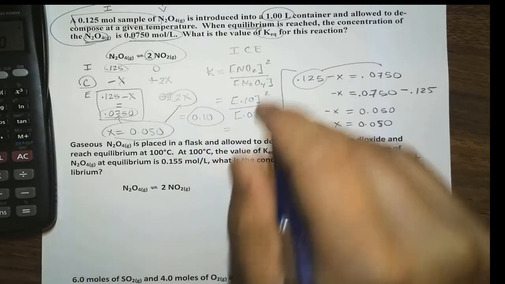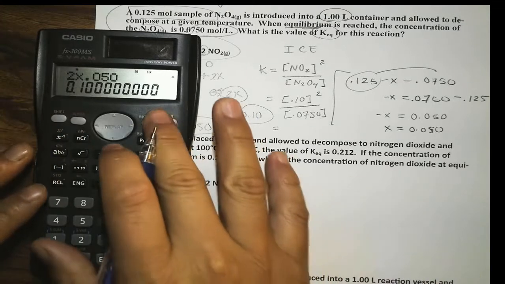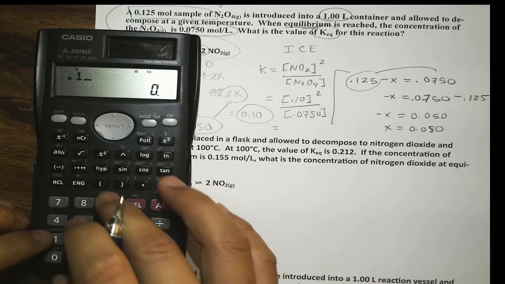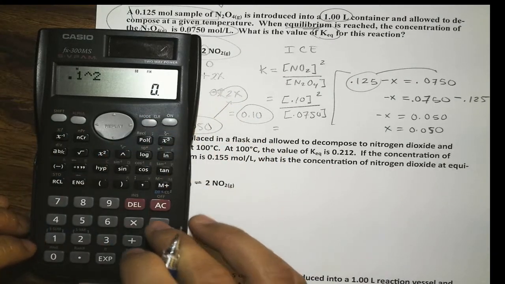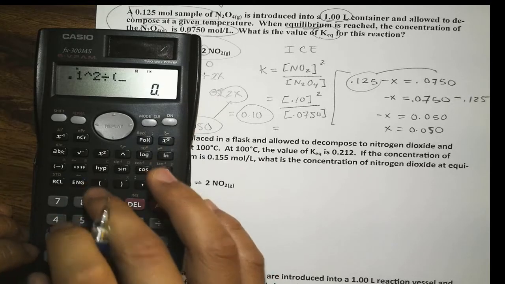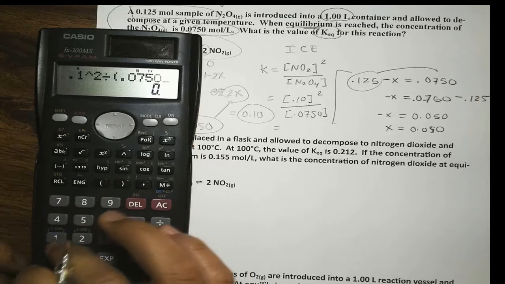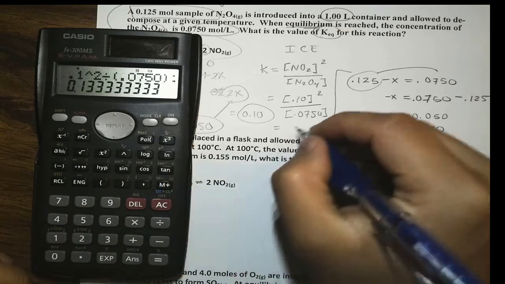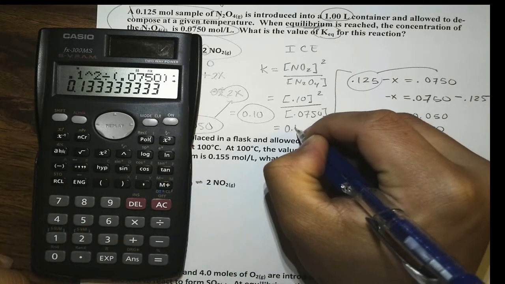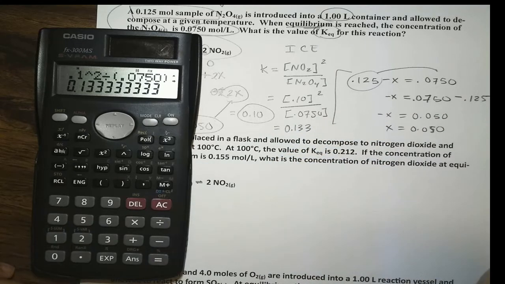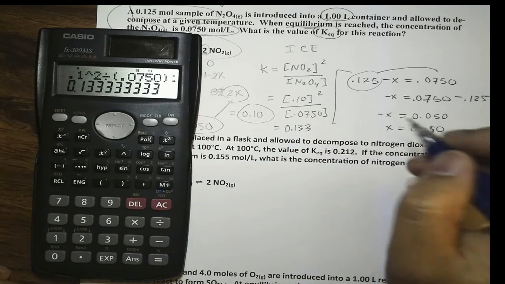All we have to do is just plug into the calculator. 0.1 squared divided by the bottom part, which I like to group with the parentheses right there, 0.0750. And our answer is 0.133. Isn't that easy? And that would be our K right there.